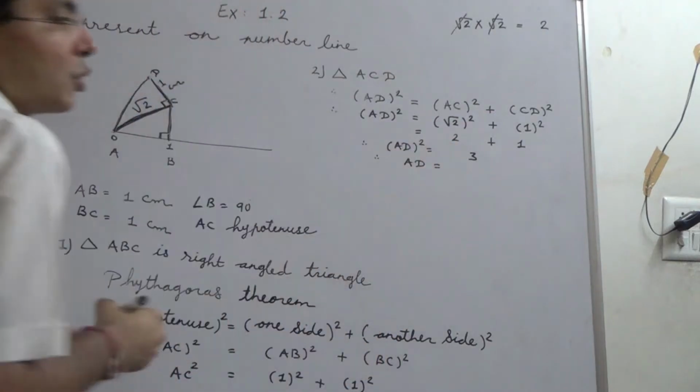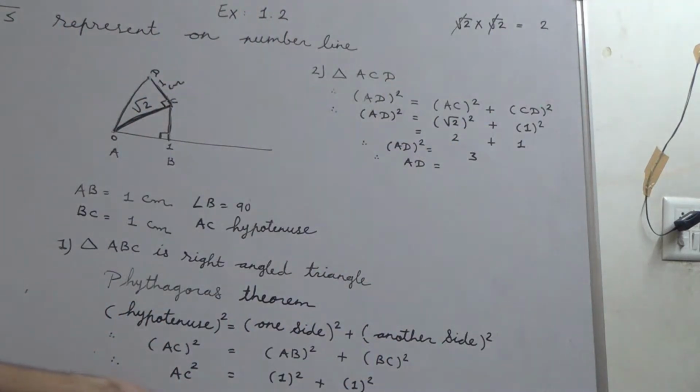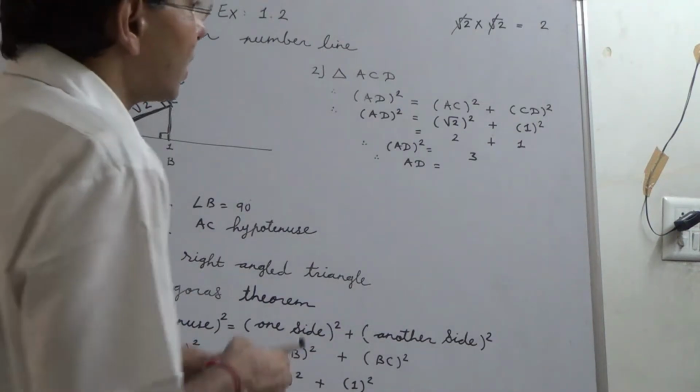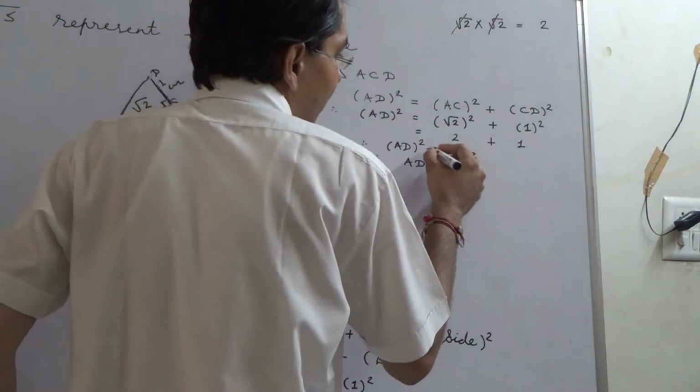If you want to remove the square, the same process is applicable here: you have to take the square root on the other side, so the same process will be followed here.